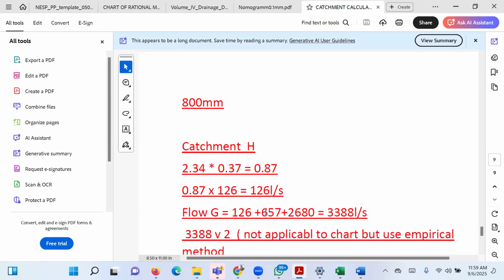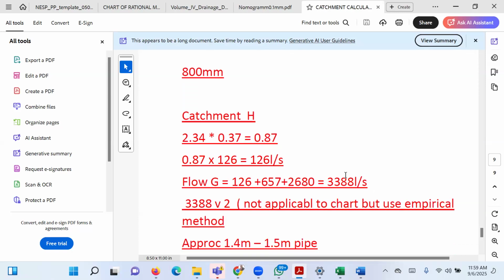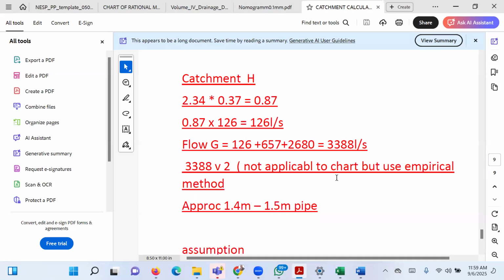So catchment H is now 3.88, that's almost 3,000 meter cube per second. Gentlemen, you know what 3,000 meter cube per second is? That is almost like a dam now. Outflow of a dam, spill basin of a dam, sorry. So that is quite critical. So we now say it is not applicable to our charts, but use empirical method. We say that the value should be around 1.4 to 1.5 mm pipe.